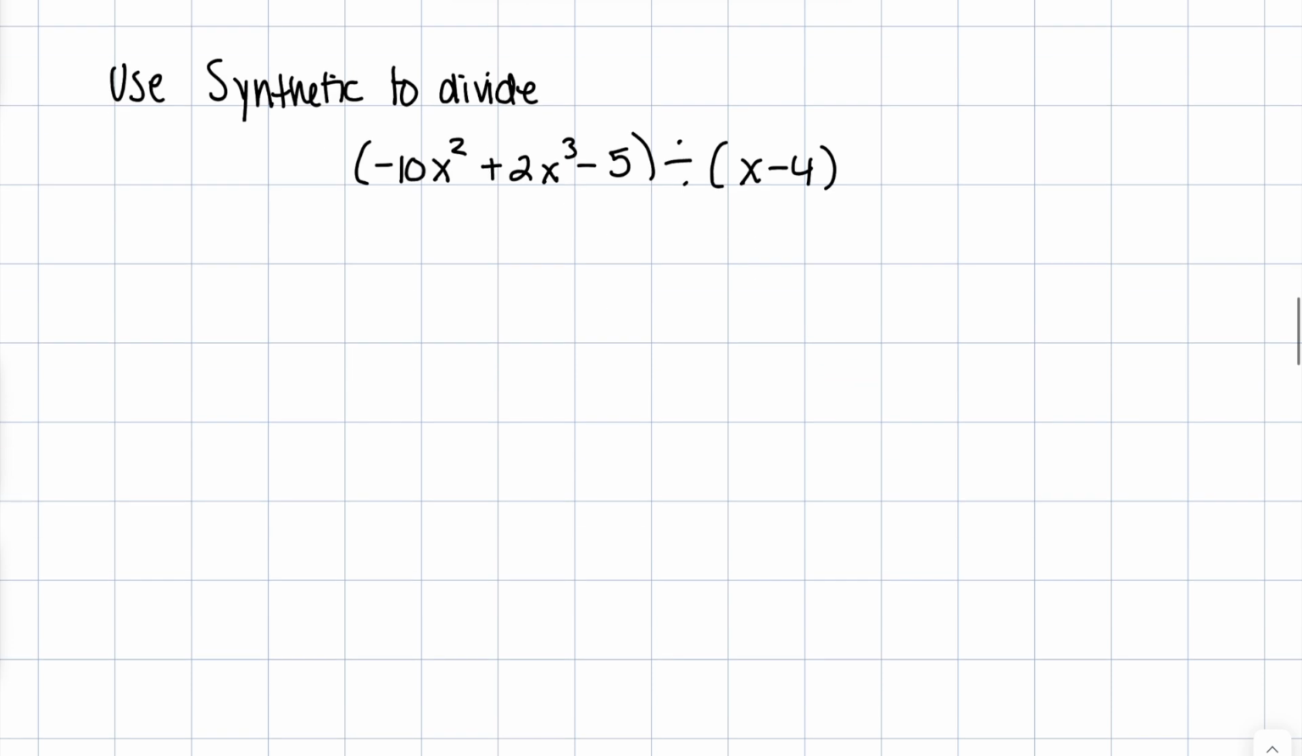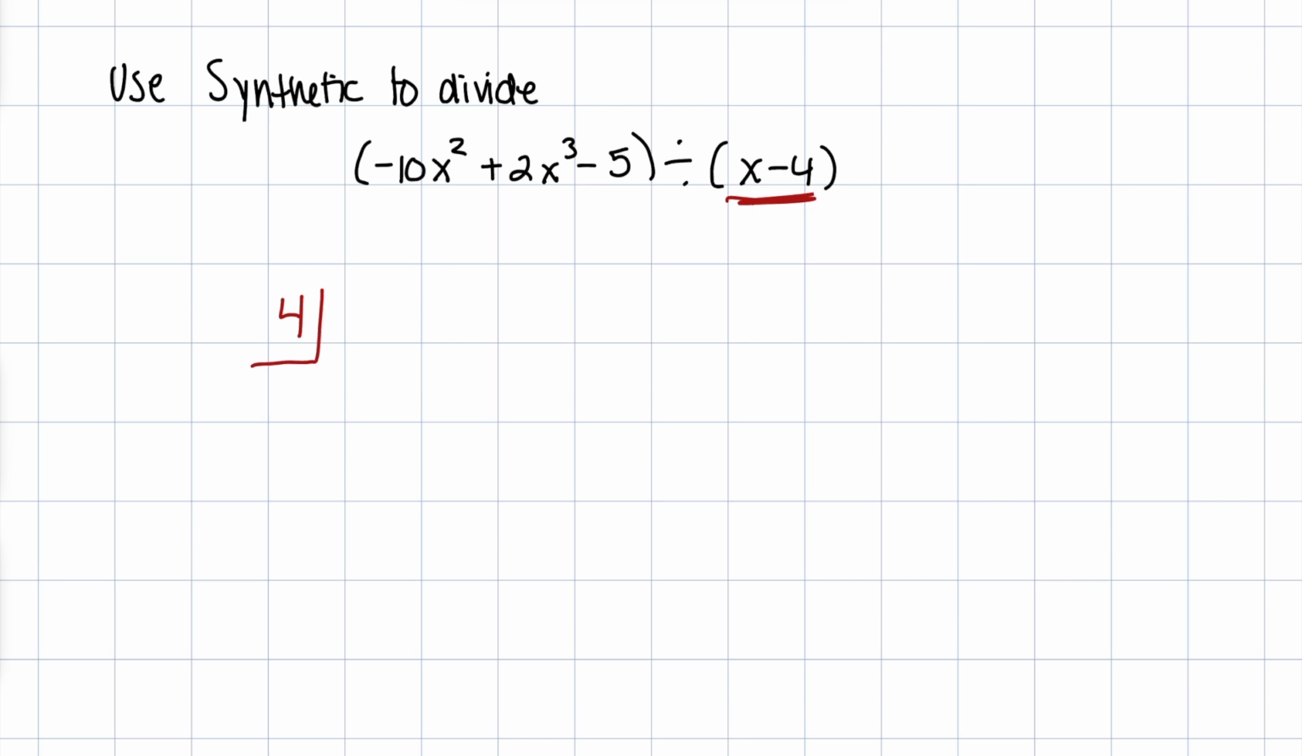Okay, so let's do another problem where we're asked to use synthetic division to divide. So let's start. Okay, so we need to divide this guy by this. So we look at what we're dividing by, and it's x minus 4. So I know that I have to take the opposite sign, which is 4, and I stick it in the box. Okay, now I need to look at what I'm dividing it into.